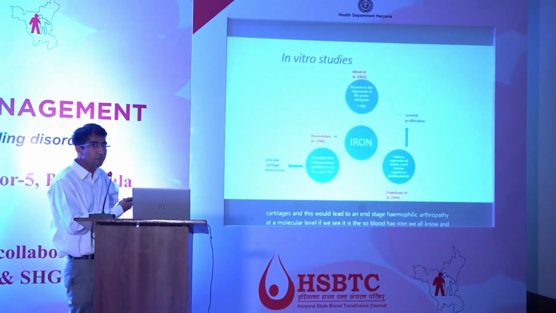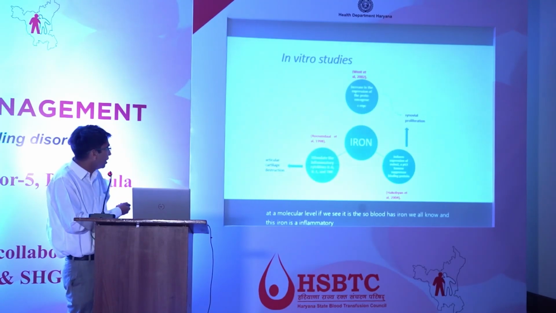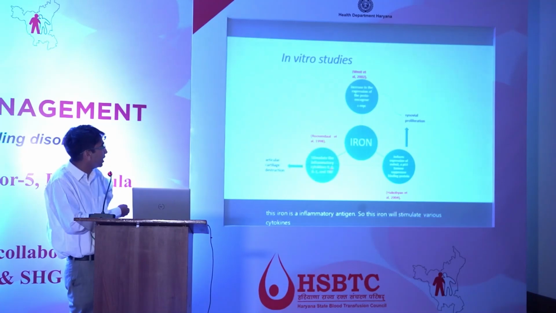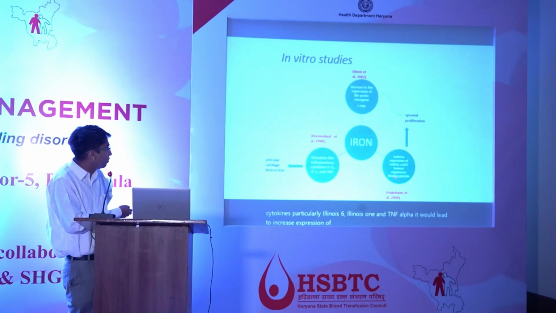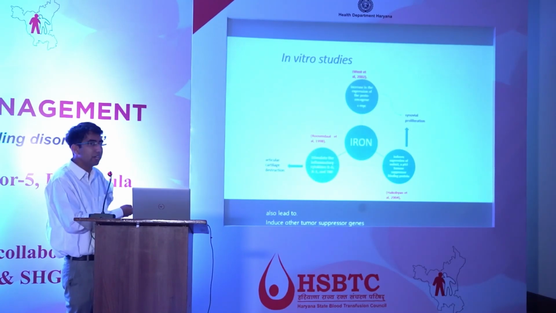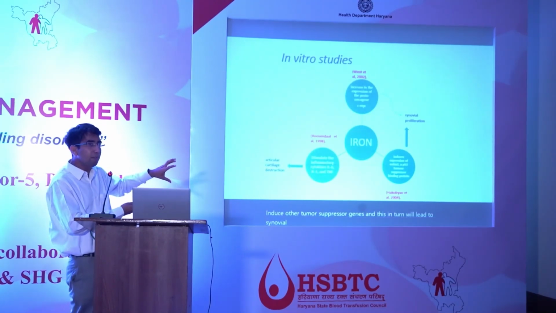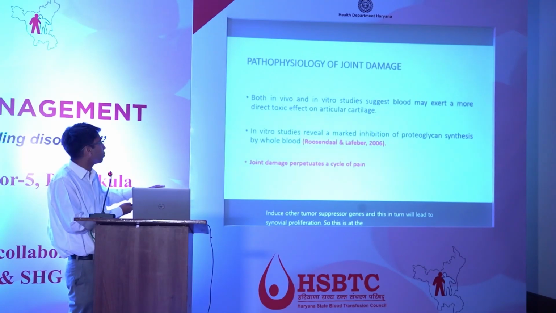At a molecular level, blood has iron, we all know, and this iron is an inflammatory antigen. So this iron will stimulate various cytokines, particularly IL-6, IL-1 and TNF-alpha. It would lead to increased expression of proto-oncogenes such as c-MYC, and it would also induce other tumor suppressor genes, and this in turn will lead to synovial proliferation. So this is what is going on at the molecular level.